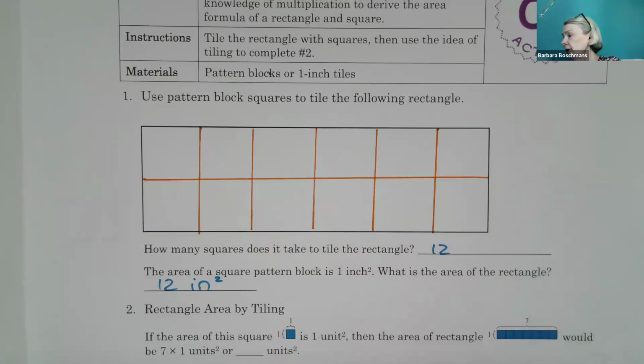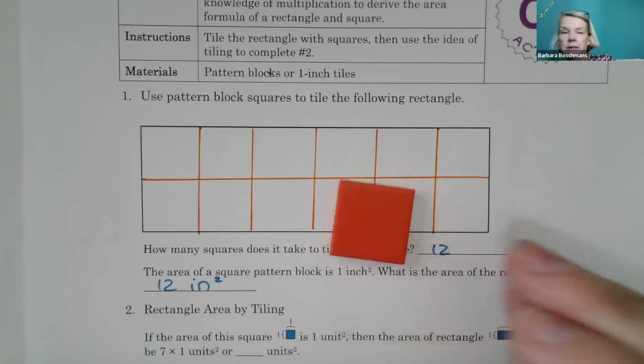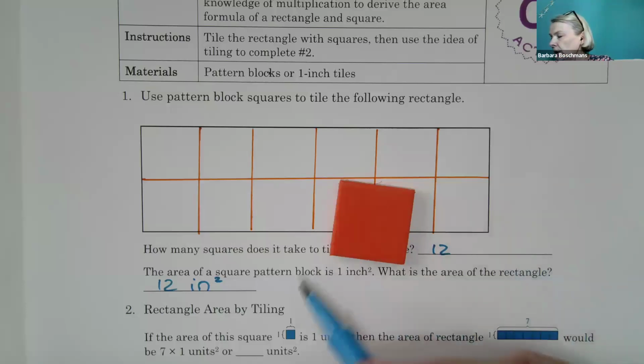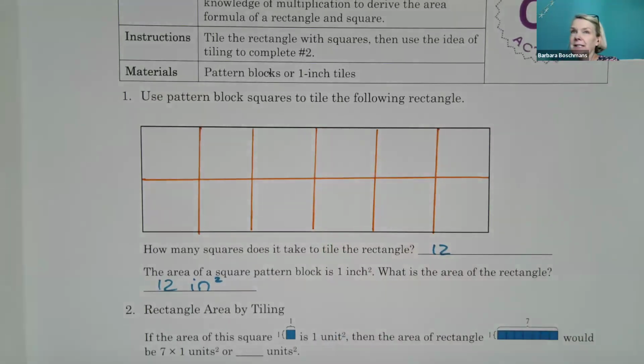So if I have a 1 inch square, which is our square pattern block, 1 by 1 would give me 1 inch squared, because I'm multiplying 1 inch times 1 inch. 1 times 1 is 1, an inch times an inch is an inch squared. 2 times 6 is 12, inch times inch is inch squared.